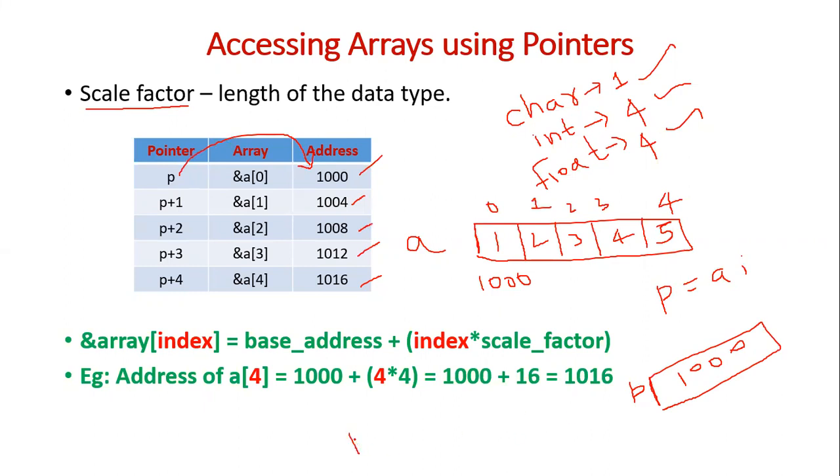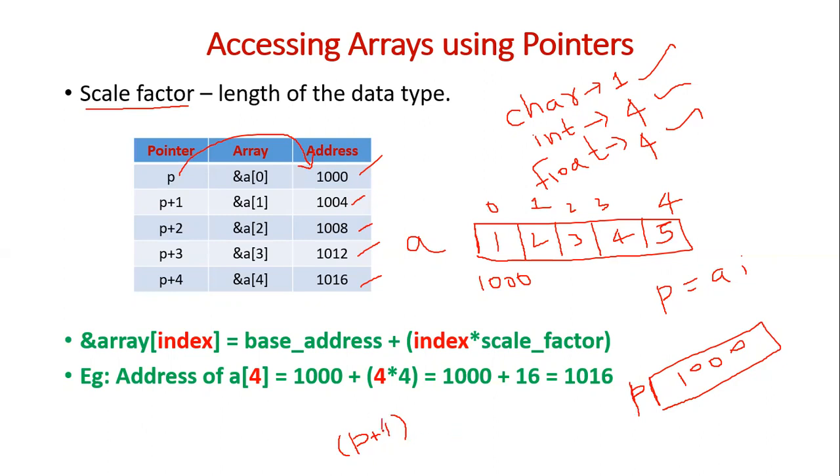But what is p plus 1? Since p is 1000, you can say that p plus 1 is 1001. But that is not the case. Please try to understand, this is a very key concept. If the starting address p is 1000, then p plus 1 is not just 1001.